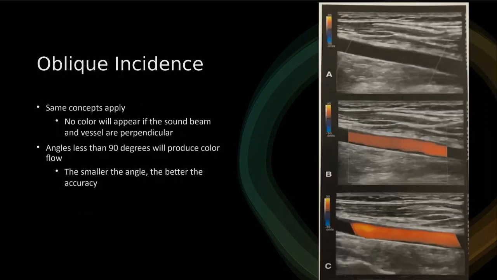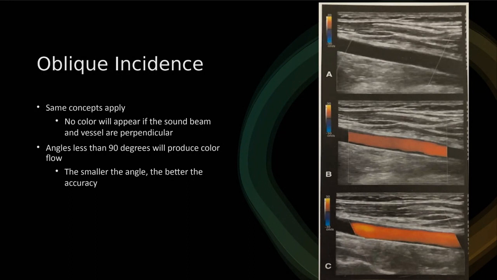My little drawings. So like we said, we want to have some type of angulation to our color Doppler and our pulse wave Doppler when we're looking at a vessel. So we need that oblique incidence. These are the same concepts that we learned about last week. When we're perpendicular, no color is going to fill it. So even if we have our vessel on an angle, if the color box angle and the sound source angle is still 90 degrees to the angle of that vessel, we're still not going to get anything in it.